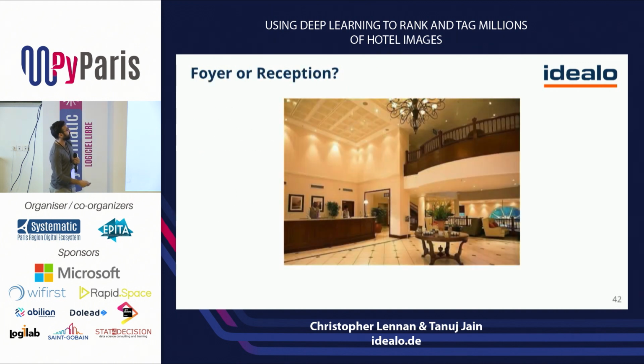For example, what would you call this? Is that a reception or is that a foyer? Who says foyer? Nobody? OK, a couple of people. Reception, everybody else. Anyhow, I was not that sure, which is why I put the image here. So we are at the point where the network seems to mimic a human confusion, which is acceptable for now.